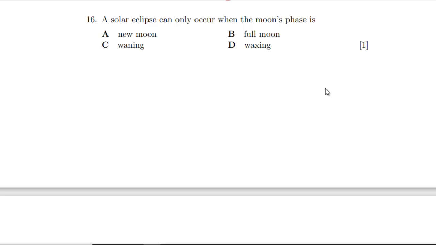Question 16, the solar eclipse can only occur when the moon's phase is right. So this needs a little bit of knowledge of what's going on. To have a solar eclipse, you need to have sun, moon, earth. That's what we need to have going on. So the moon has got to be in the middle, which means typically we wouldn't be able to see it. You know, we get a full moon if it's on the other side because the light is all reflecting back at us. So we need it in the middle, which means we're going to have a new moon. So that's going to be A.